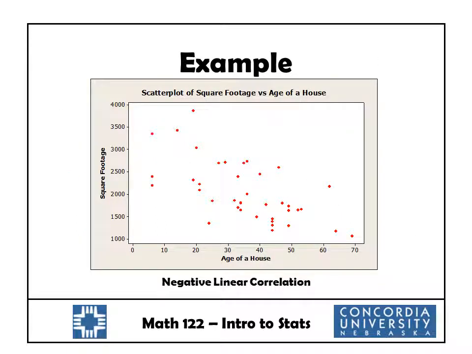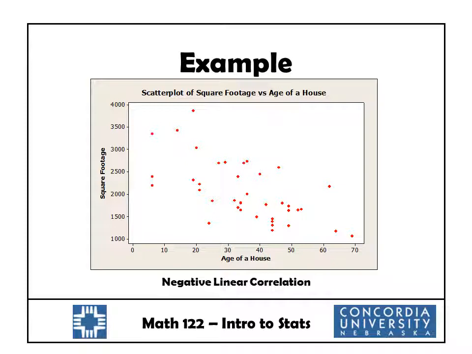Now here's some examples of some real data that come from our book. In the back of our book is a table of data from some different houses that were sold in one particular county. For each house they recorded things like its selling price, its square footage, its age, number of bedrooms, number of bathrooms, so on and so forth. So here's a scatter plot of the square footage of a house versus its age.